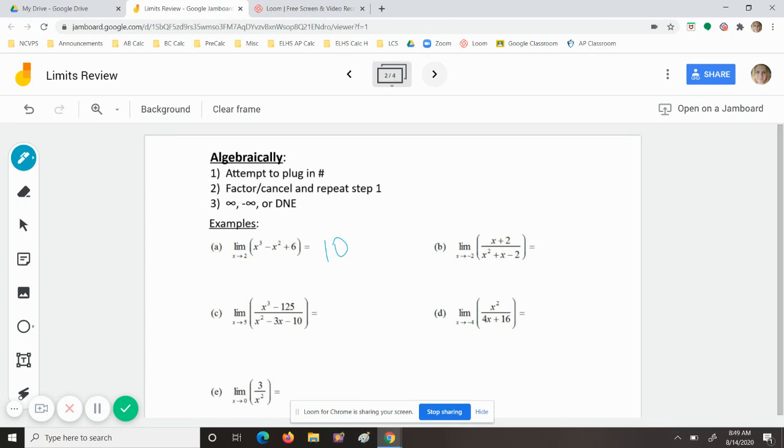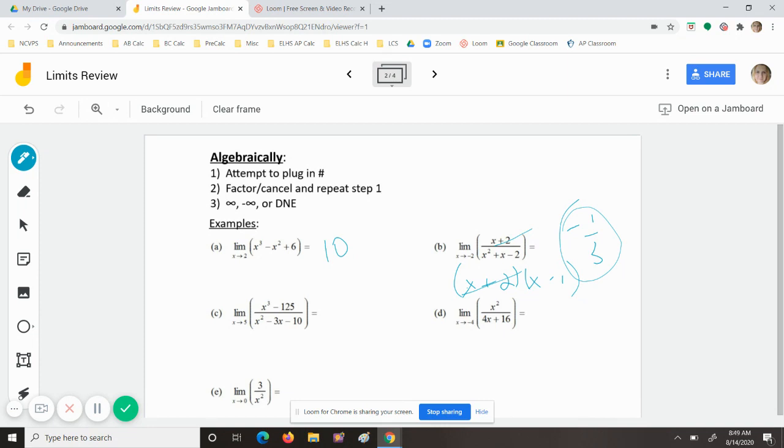So if we have x squared plus x minus 2 on the bottom, we can factor. That would be x plus 2 and x minus 1. The x plus 2's would cancel, and we'd have 1 over x minus 1. If we now try to plug in negative 2, we've got 1 over negative 2 minus 1. 1 over negative 3 would be negative 1/3. That would be our limit.